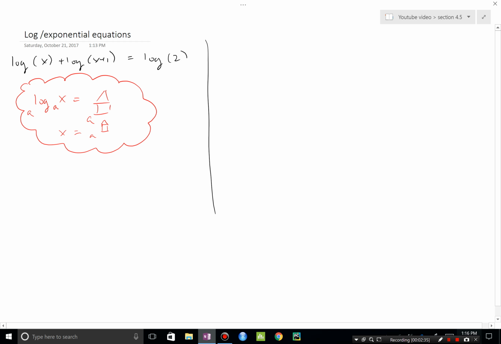But that's what I'm already thinking I'm going to have to do. And I don't know what's on the other side. It could be a whole bunch of logs. It could be a number. It could be roots. It could be something freaky. But at the end of the day, I know my logs are going to have to be consolidated together so I can use this property. So we're right so far?